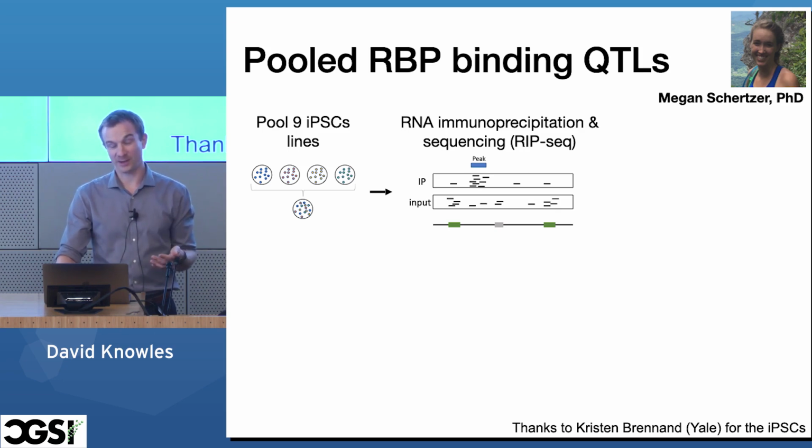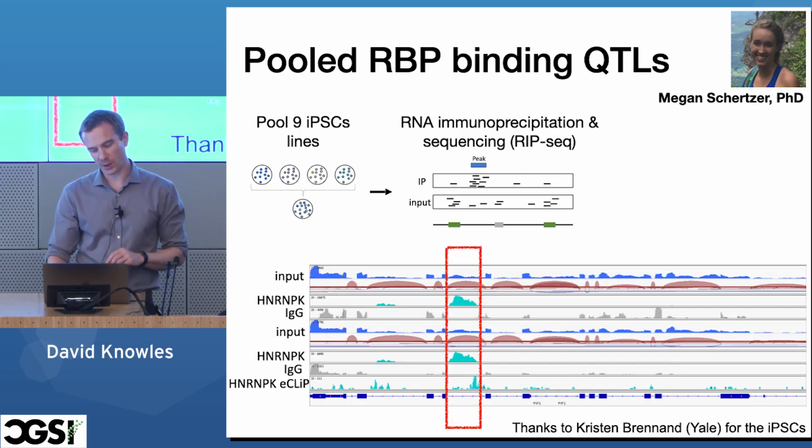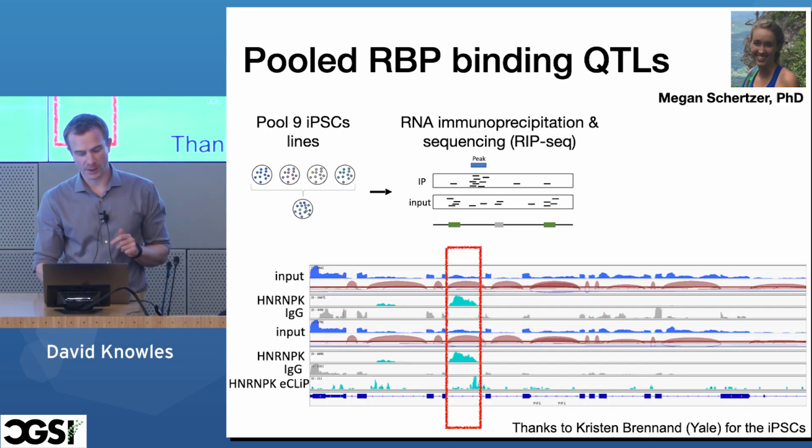The real reason we used it was Megan had generated really beautiful RIP-seq data during her postdoc, and so we knew the protocol very well. We also think it does have some advantages. So here I'm showing data for a splice factor called HNRNPK. These first 2 cyan tracks are RIP-seq data, and there's a binding peak here.